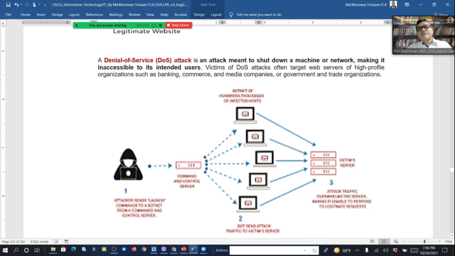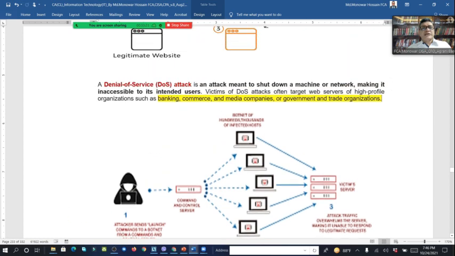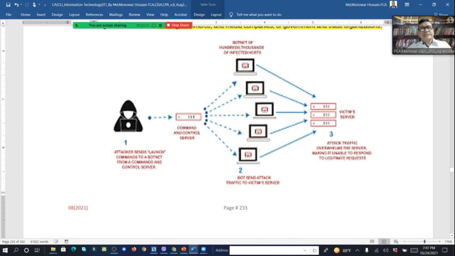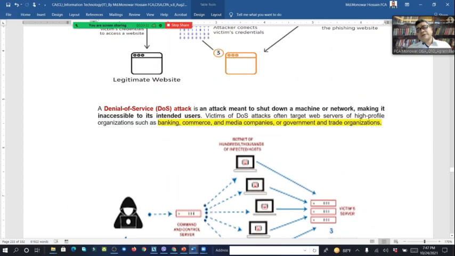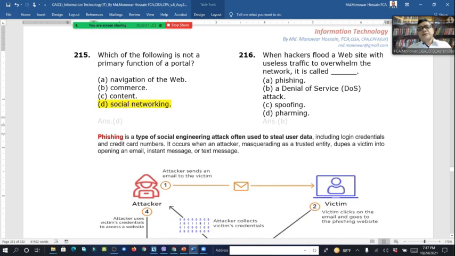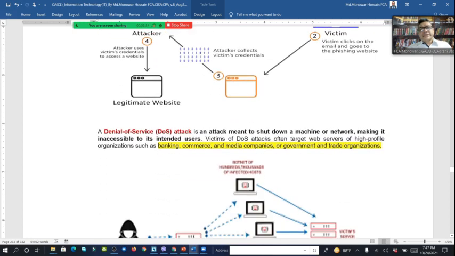Victims of DOS attacks are often large web servers, high profile organizations such as banking, that means bank, commerce, media, embassy, and country's website, etc., government organization, etc. So this is the denial of service attack, and this is the attacker, and different ways. This is another, basically, in cyber security. And another one here, spoofing. Spoofing is another attack item in cyber security.